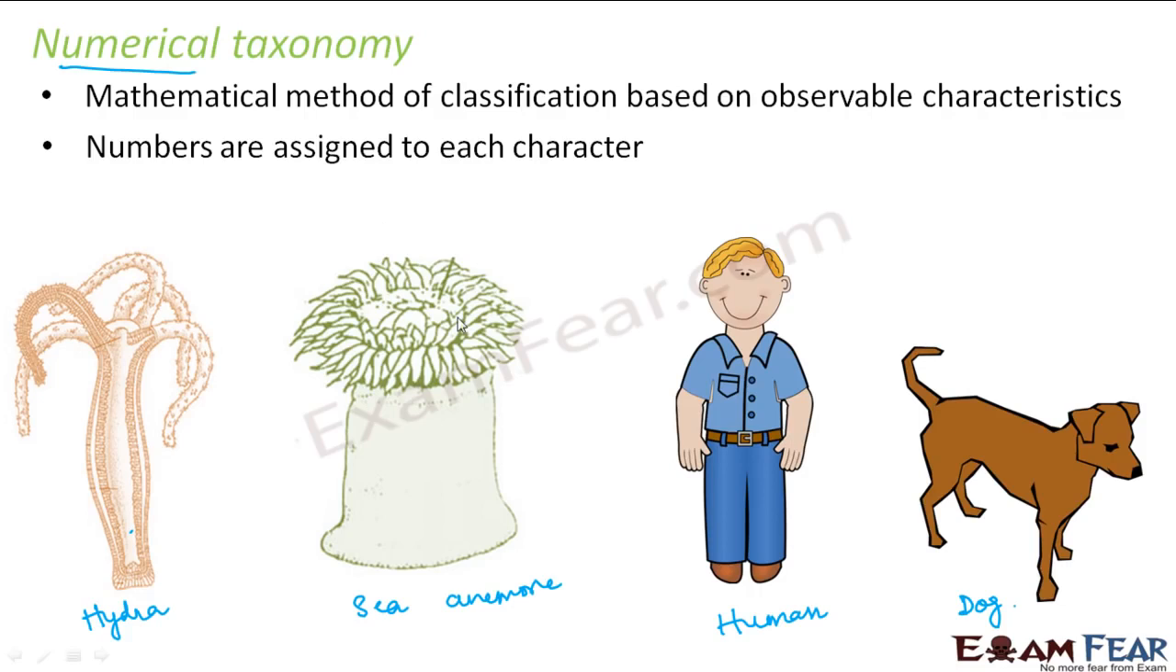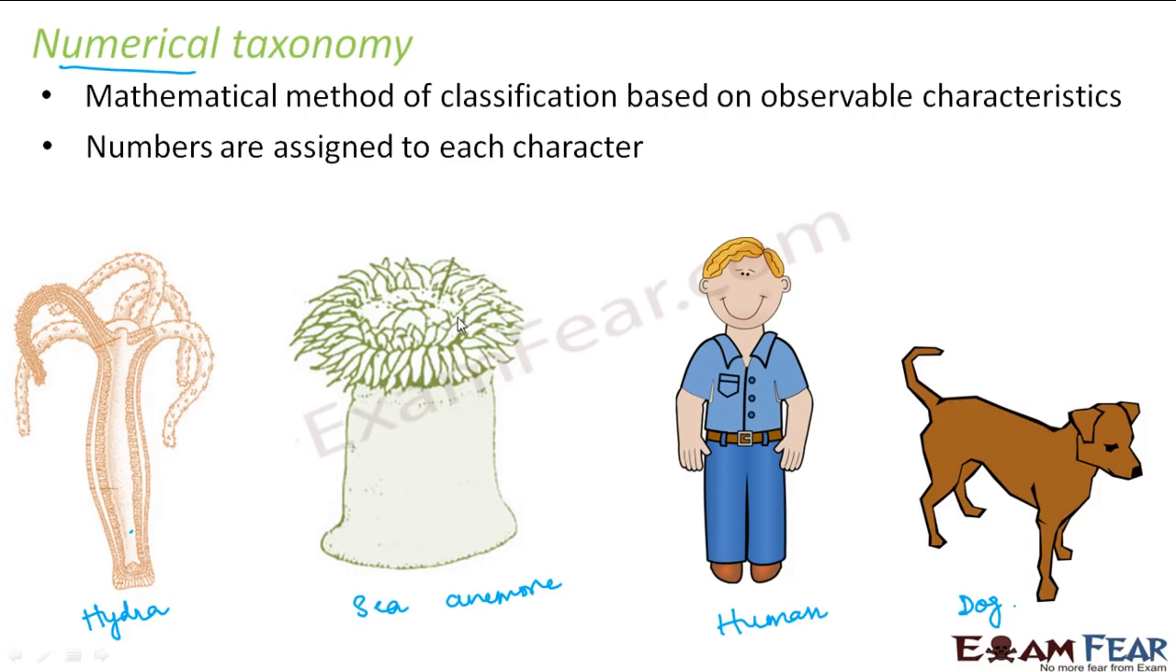But in numerical taxonomy, for each and everything, we will assign some numbers. For example, if you consider hydra, their habitat will be assigned one number. Their body structure, maybe they have radial symmetry, so they will be assigned one number. They are invertebrates, they do not have a vertebral column, so for that one number will be assigned. So their nutrition and all other things, everything will be given one number. Similarly for sea anemone, human, and dog, and then we will start matching those numbers.